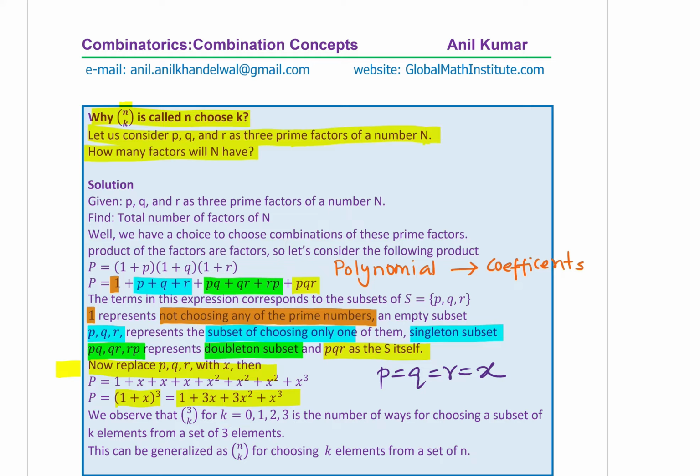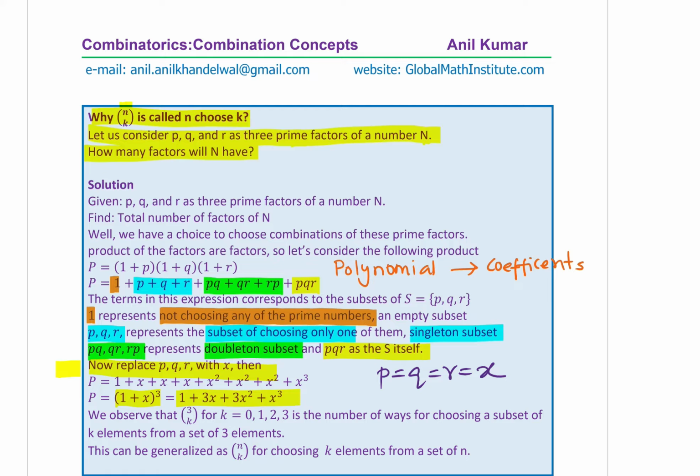So now we observe that 3Ck for k equals 0, 1, 2, and 3 is the number of ways of choosing a subset of k elements from a set of 3 elements. Do you see that? So if I put k as 0, 1, 2, and 3, I get 3C0, 3C1, 3C2, and 3C3. And these correspond to the coefficients of the polynomial where we are expanding the binomial (1 plus x) whole cube. You get the idea, right?